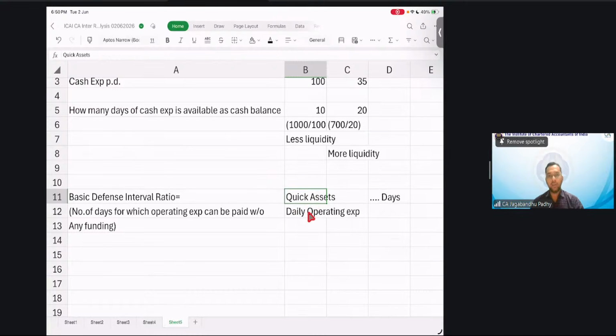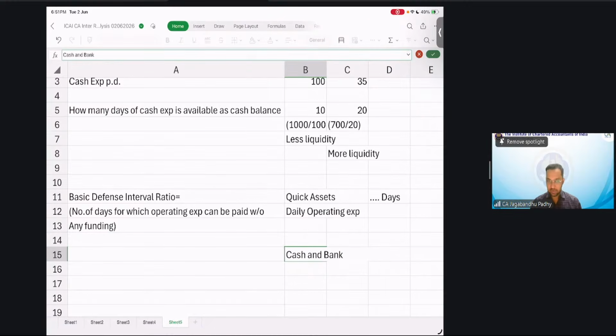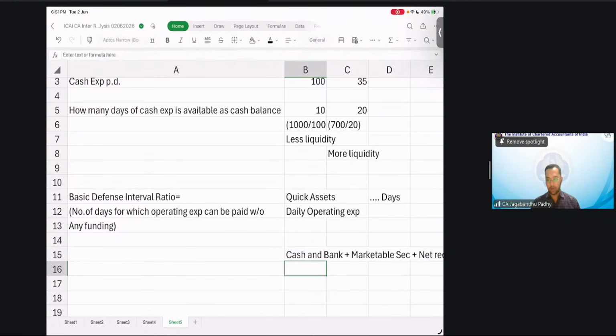Same way, you're going to consider quick assets upon daily operating expense. Okay. So this is going to be cash and bank balance plus marketable securities, plus net receivables, right? And this is going to be divided by daily operating expense.